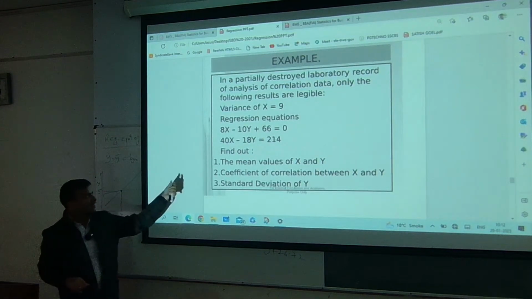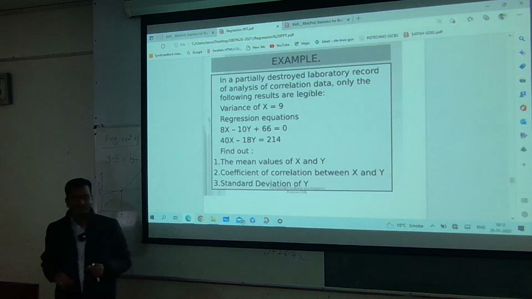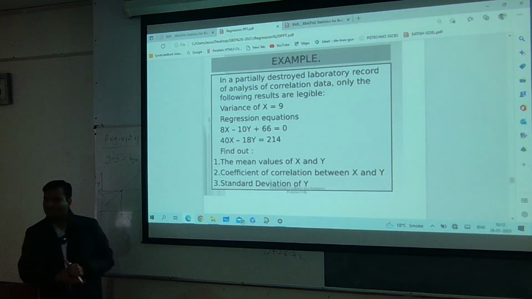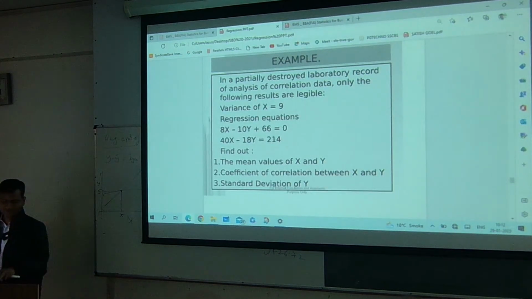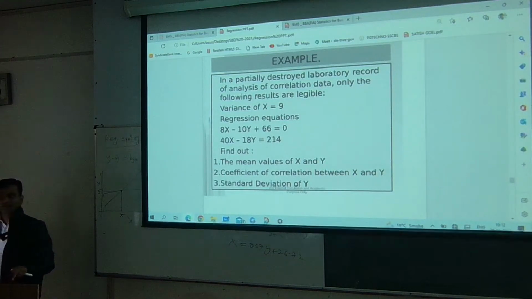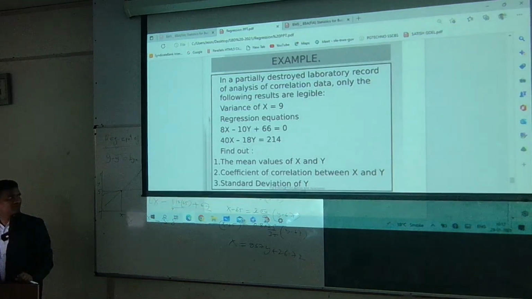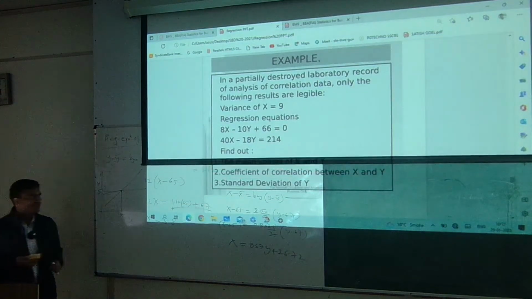Now what you have to find out? The mean value of x and y. Second, the coefficient of correlation between x and y. And third, you have to find the standard deviation of y. So how would you calculate these things? Can you find anyone? How would you find all these three things if this data is given to you?